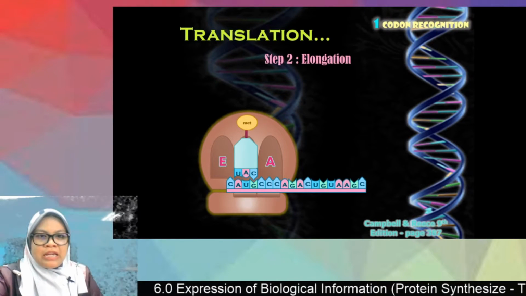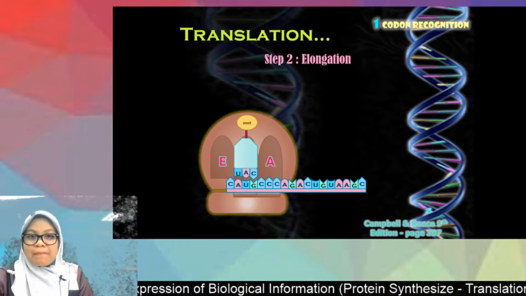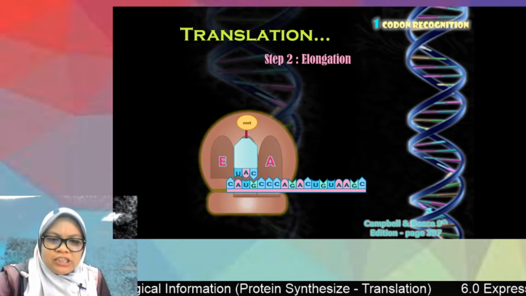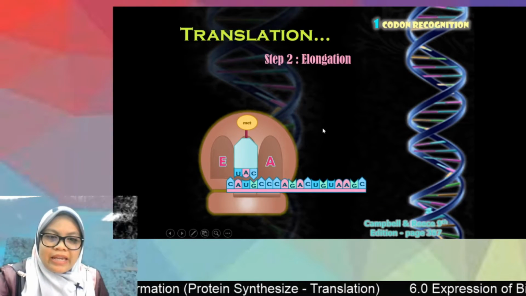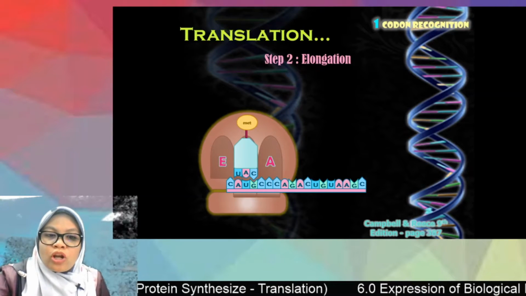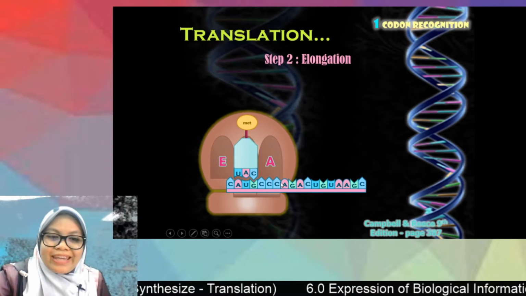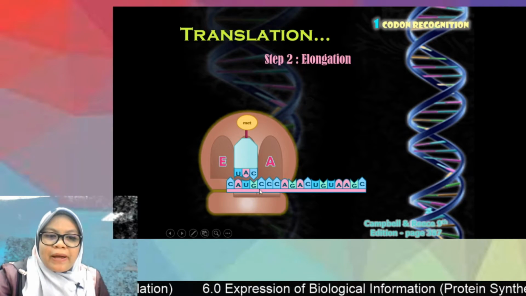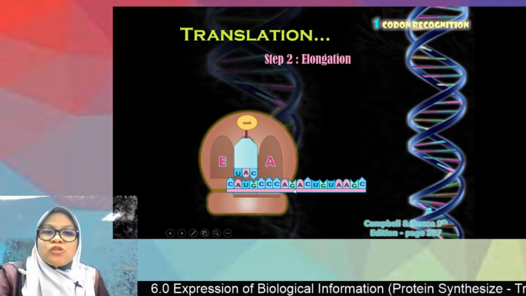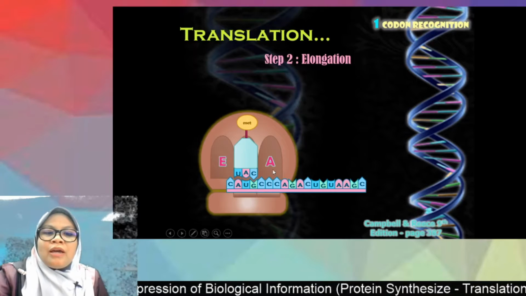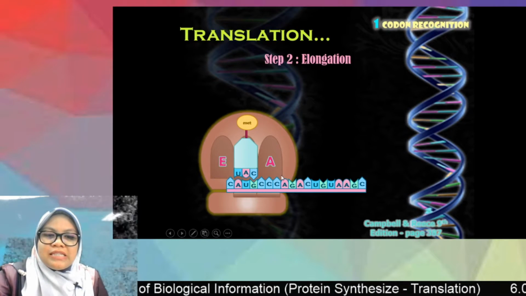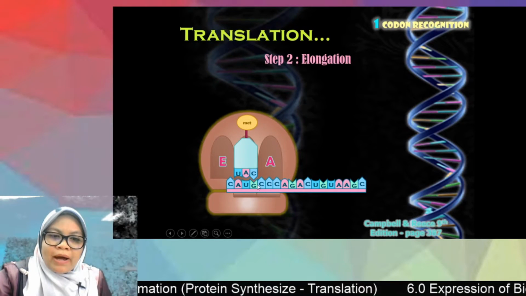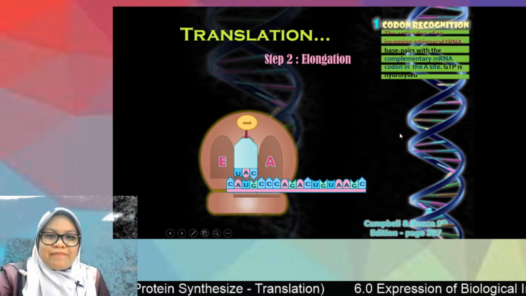In elongation, as I have mentioned, there are three sub-stages. It starts with codon recognition. What is meant by codon recognition? The next incoming tRNA must carry an anticodon complementary to the codon at the A site. As you can see here, at the A site the codon is 5' CCC 3'. So the next anticodon must be 3' GGG 5', and it must carry the amino acid coded by codon CCC.